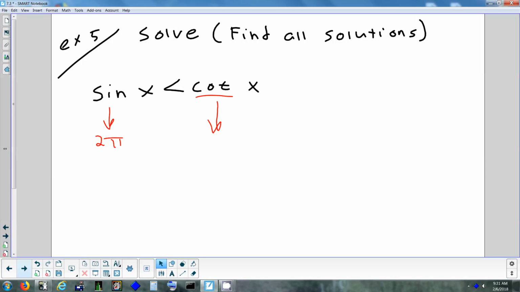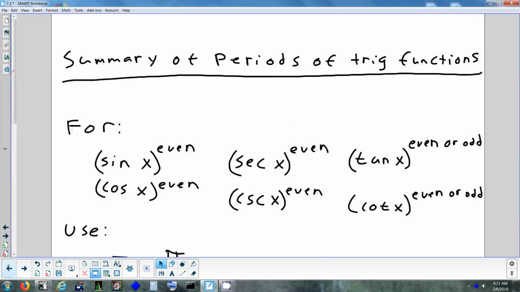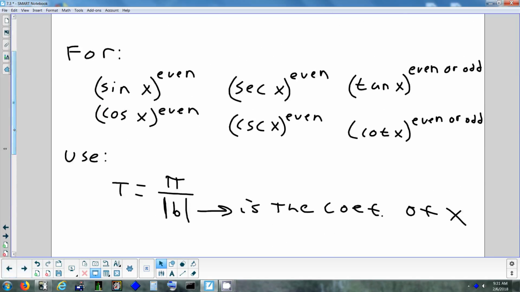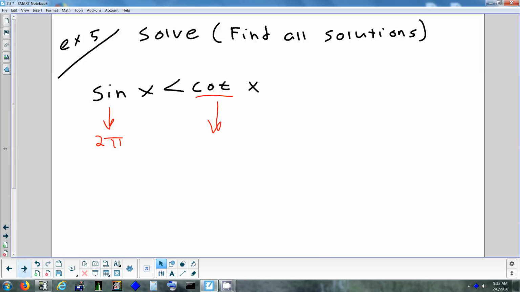Cotangent to an odd power. Sam, what's the period for cotangent to an odd power? Pi. So let's go back. So cotangent to an odd, perfect. He said pi, and it's pi over b. But remember in this case, b, if you want to write it, is just a 1. So, yep, good job. Pi.